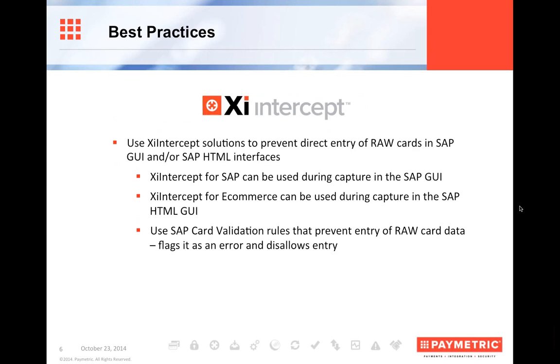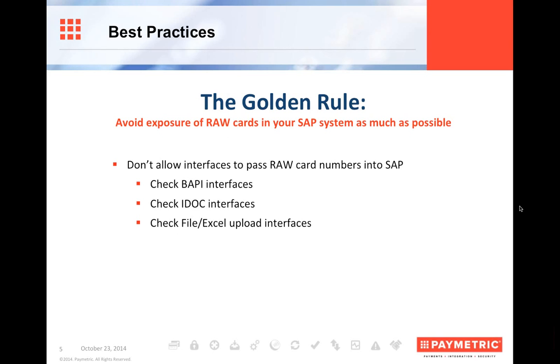All right. So, best practices. The golden rule is try to avoid the exposure of that raw card in your SAP system as much as possible. You need to ensure that you don't have interfaces that are allowing the raw cards to be passed into SAP. Certainly we're going to want to lock down the manual hand keying via keyboard or a swipe device, but also check your BAPI interfaces.